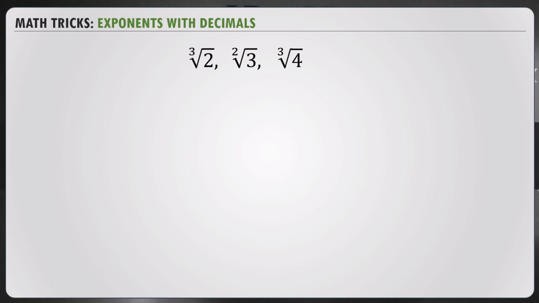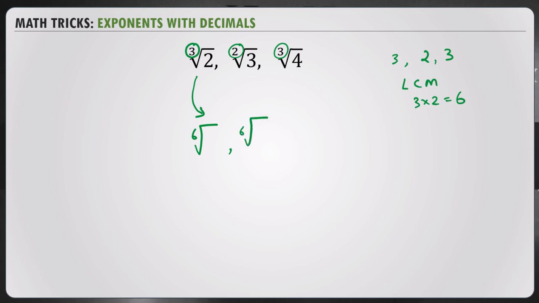The first thing we need to note here are the root numbers. The root numbers are 3, 2, and 3. We need to find the LCM of these numbers, which happens to be 3 times 2, which is 6. Because we have 6 as the LCM, we have to convert them to the 6th root, and I'll show you how to do that.